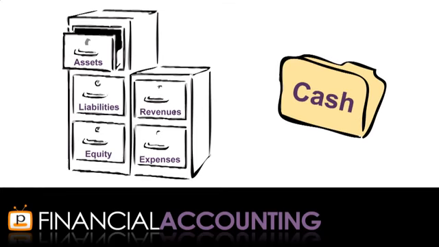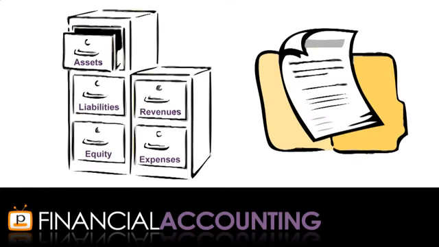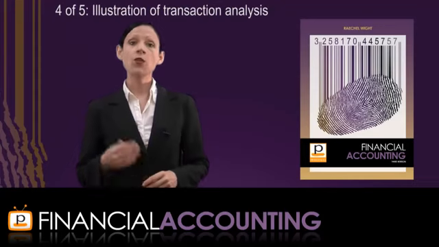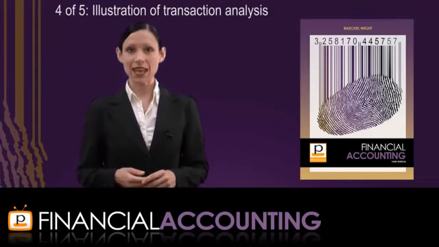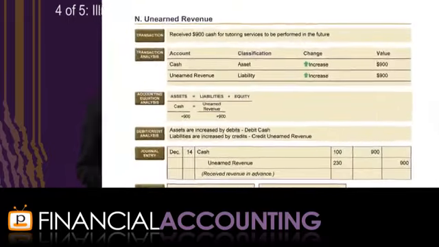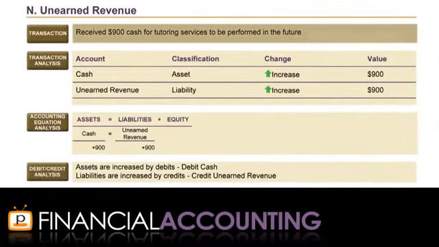Finally, the pieces of paper inside each file represent the transactions of the business. The best way to explain the general journal and general ledger is through an illustration of transaction analysis. For this example, we're going to use transaction N from the Pridisco textbook, which is where the business received $900 for services to be provided in the future.